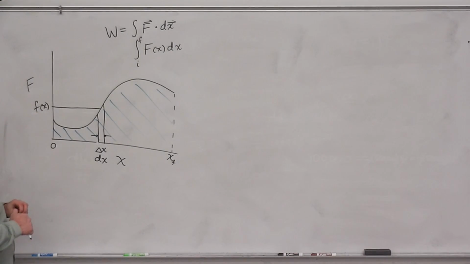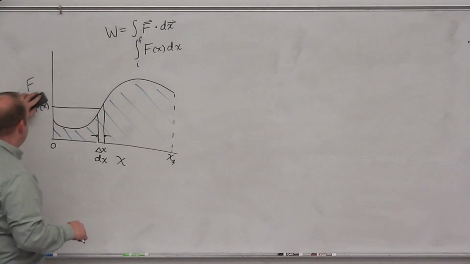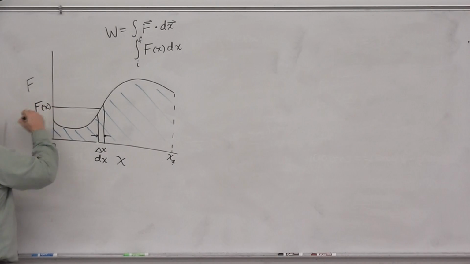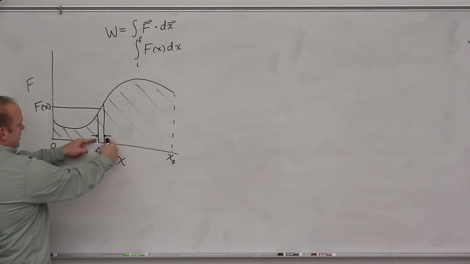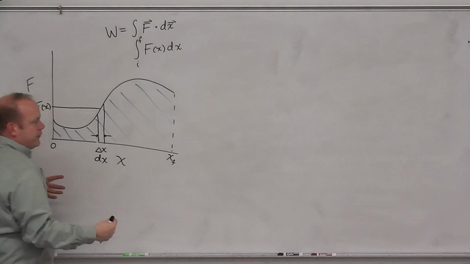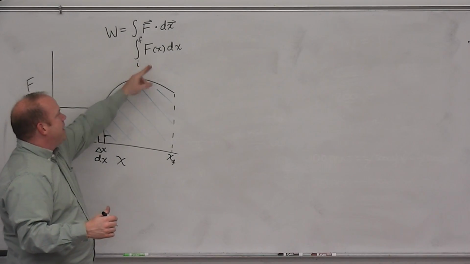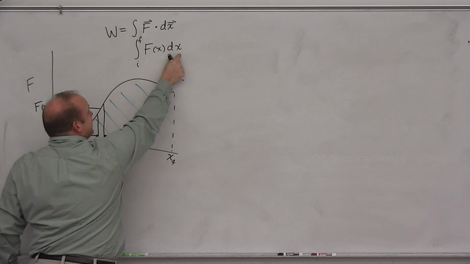I probably shouldn't use F of x. I'll just make it force as a function of x. I'll be specific again. This is the height. dx is your width. Now, if I want the whole thing, I have to add all those up. So that's where this writing comes from. F of x, that's the height. dx, that's the width.